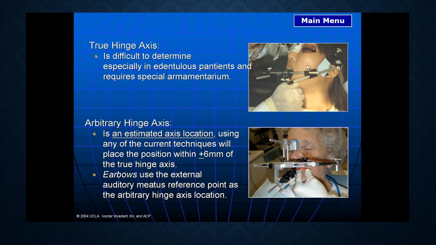Well, the earbow usually uses the external auditory meatus as a reference point for the arbitrary hinge axis location. Anyway, when you are using an arbitrary hinge axis for determination of the relation of the maxilla to the true hinge axis, you have to determine 3 points, 2 on the posterior and 1 on the anterior. The 2 posterior points will be in front of the tragus of the ear or the external auditory meatus, and the anterior point mostly will be the infraorbital or the nasion.